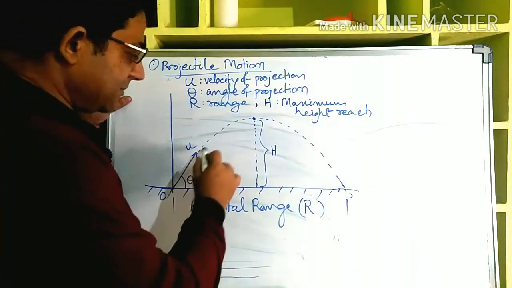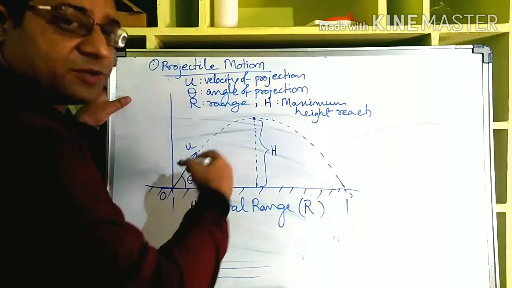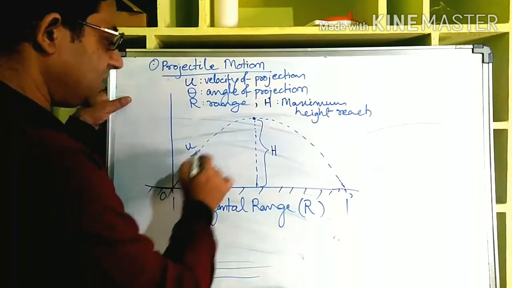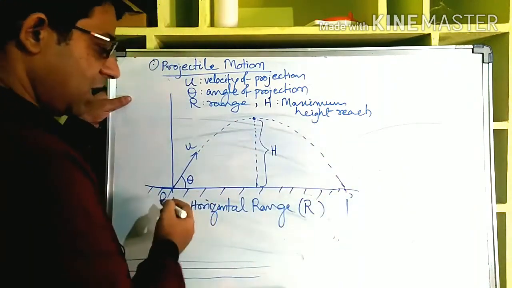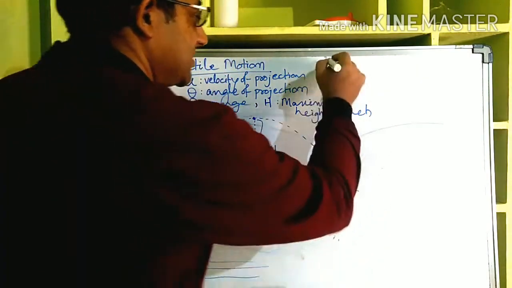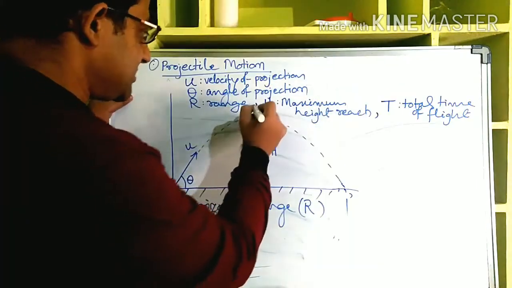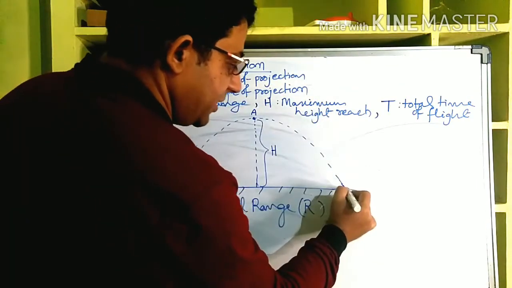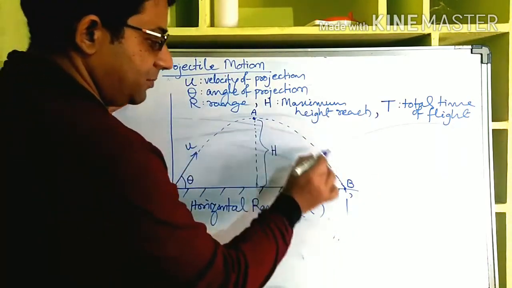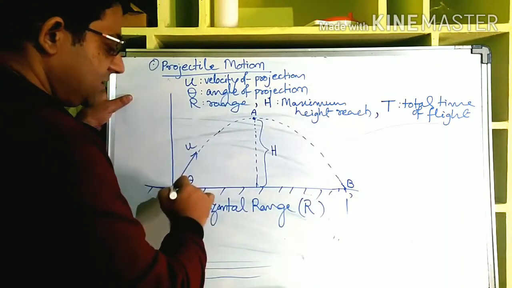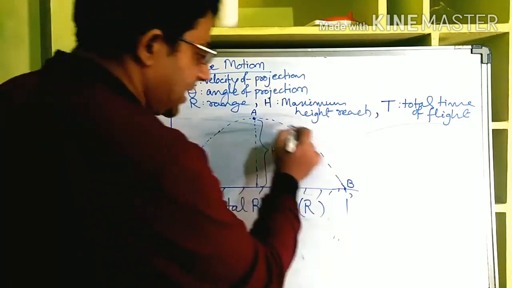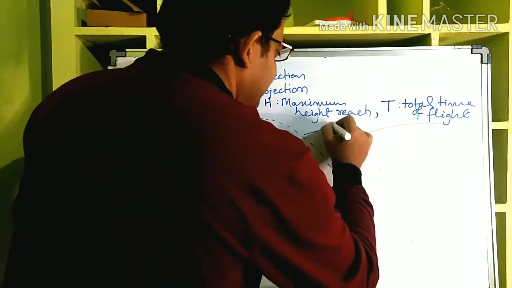And for what time the bullet or the stone, whatever you say, remained in air from here till it hits the ground again, how much time it remained in air, is called the total time of flight, and we mention that as capital T. Let us say this point is A, and the point where it hits the ground is B. So it travels like this, O to A to B. This path it covers is called the trajectory.